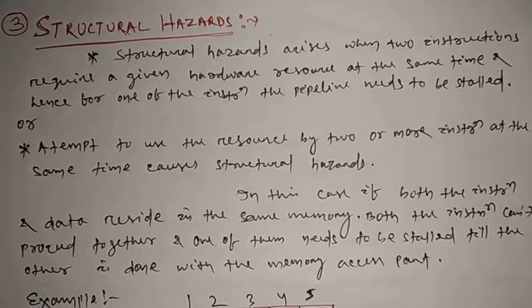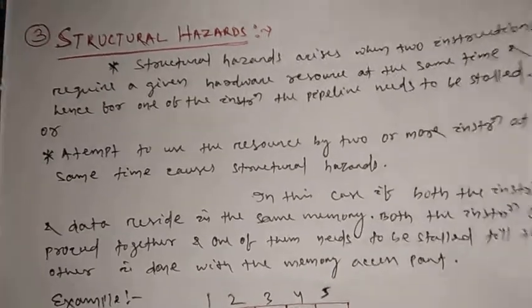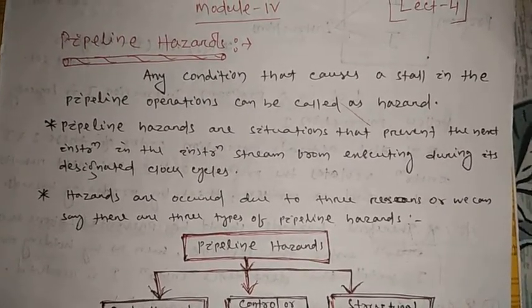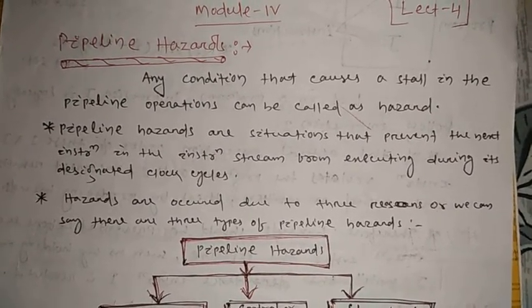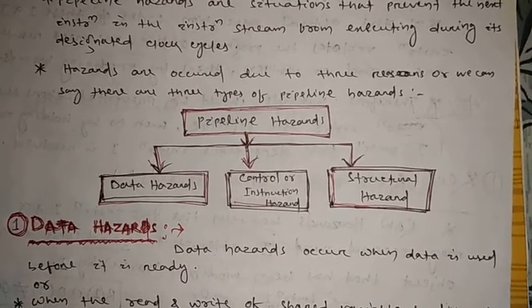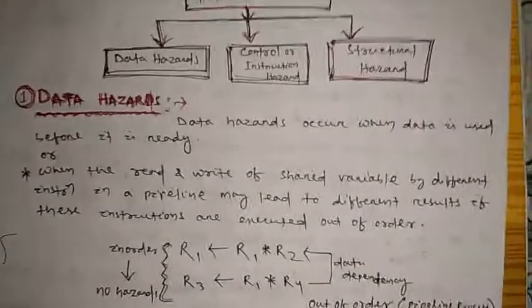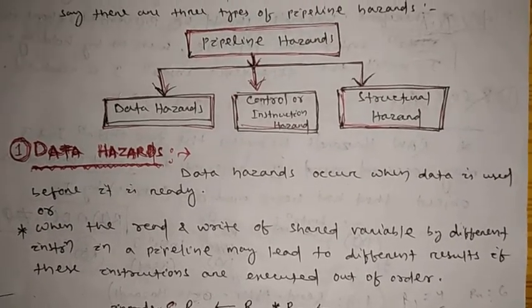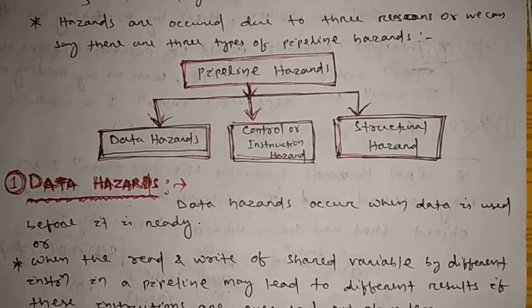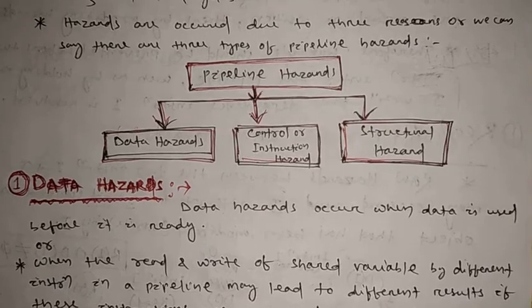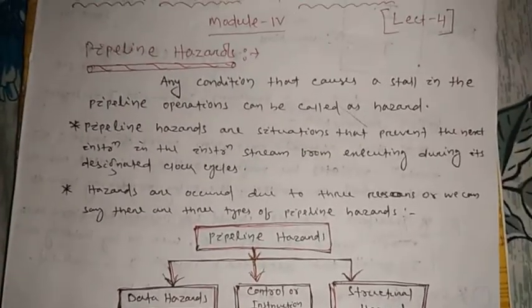So already we discussed what is a pipeline hazard. A pipeline hazard is nothing but a condition that causes a stall in the pipeline operation. There are three types of hazards: data hazards, control hazards, and structural hazards. Data hazards occur due to data dependency, control or instructional hazards occur due to branching instructions, and structural hazards occur due to insufficient hardware resources. So this is all about pipeline hazards.